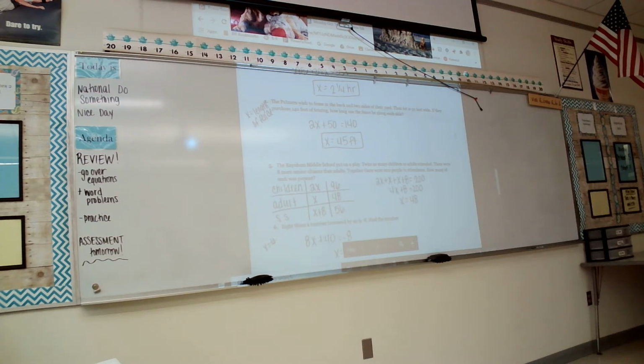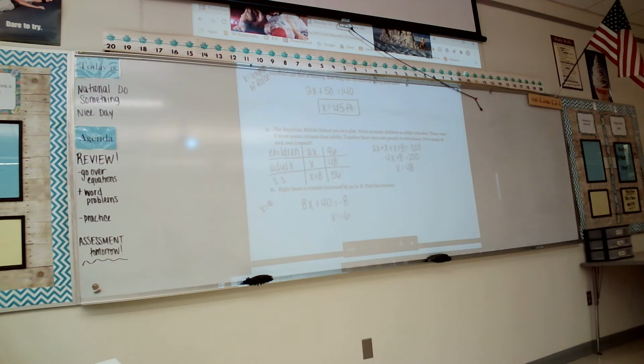All right, 6 is the last one on that page, so we'll just look at 6. 6 is literally just, okay, here's a word, and I'm going to write it in math symbols. So 8 times a number is just going to be 8x. Increased by 40, so add 40, equals negative 8. You just solve that one. That one's not too bad. Any problems?